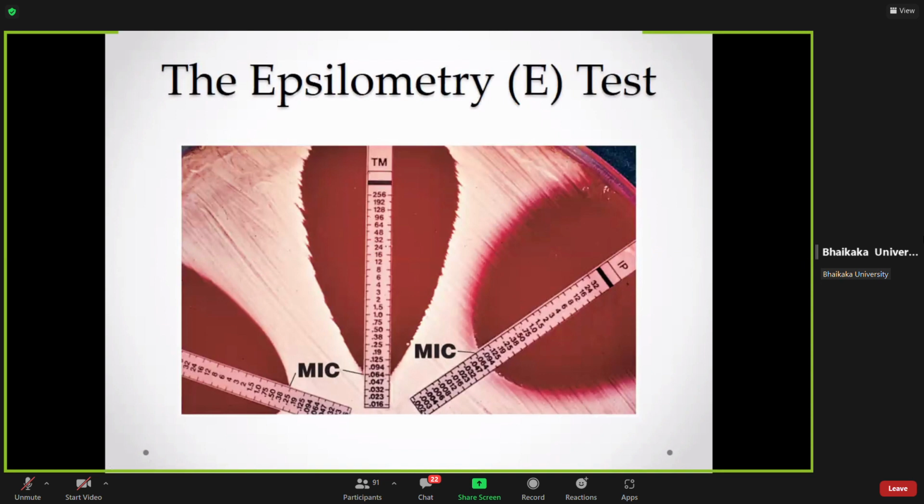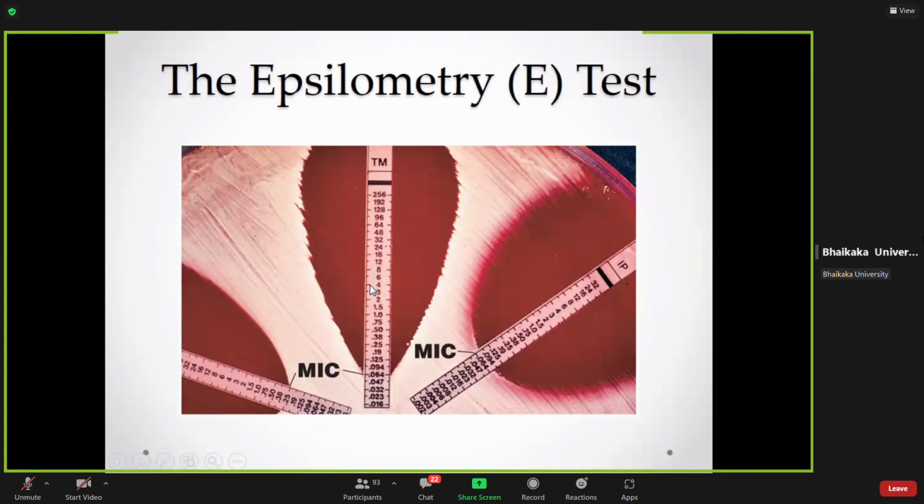There is another test which is known as the epsilometer test, or in short, it is also known as the E test. If you can see here the white color strips, there are three strips. These strips have a concentration of one particular antibiotic only, but in a gradient concentration. At the top here, wherever the 256 is written, it would have a 256 microgram concentration. But at the bottom, if you can observe here, the lowest point, there the concentration of the same antibiotic would be 0.16 microgram. Okay, so such kinds of strips are commercially available.